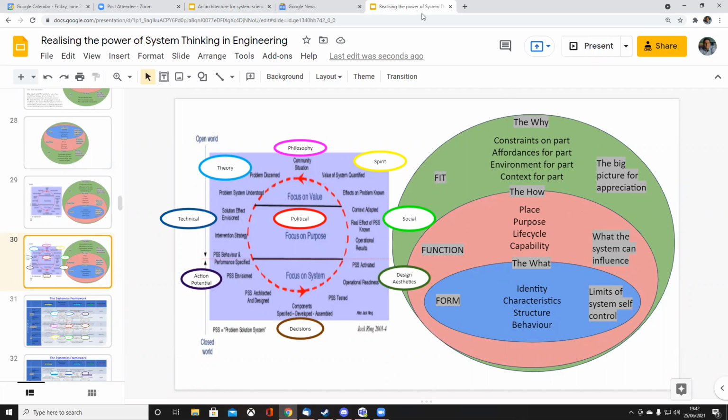Okay, I think that's enough for now. There's a lot of good stuff in there.